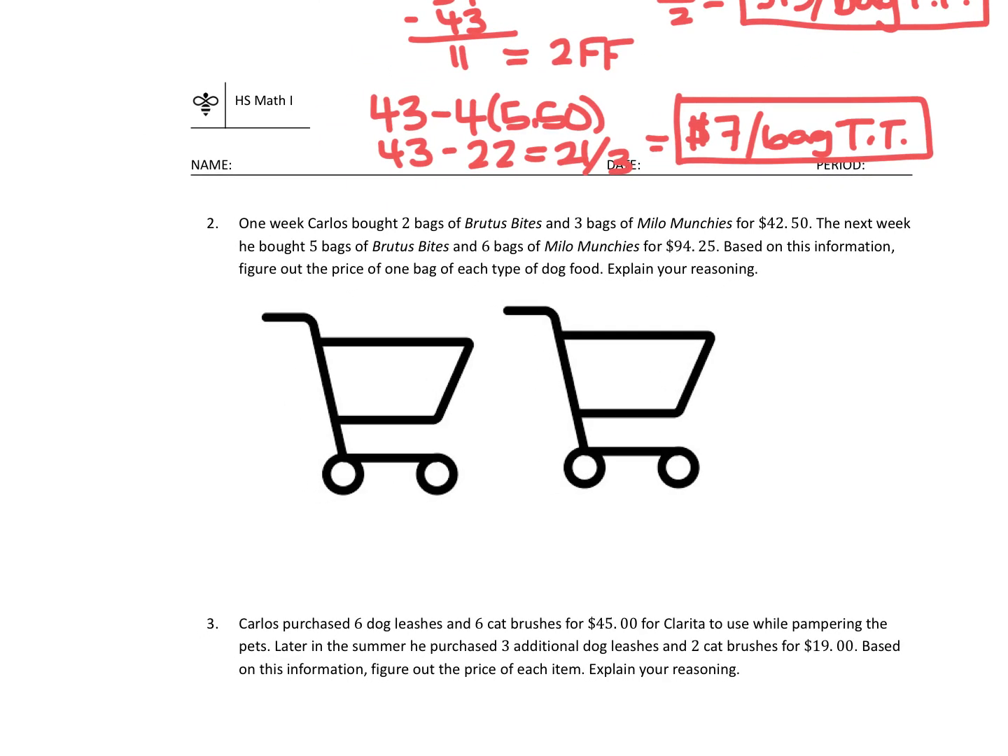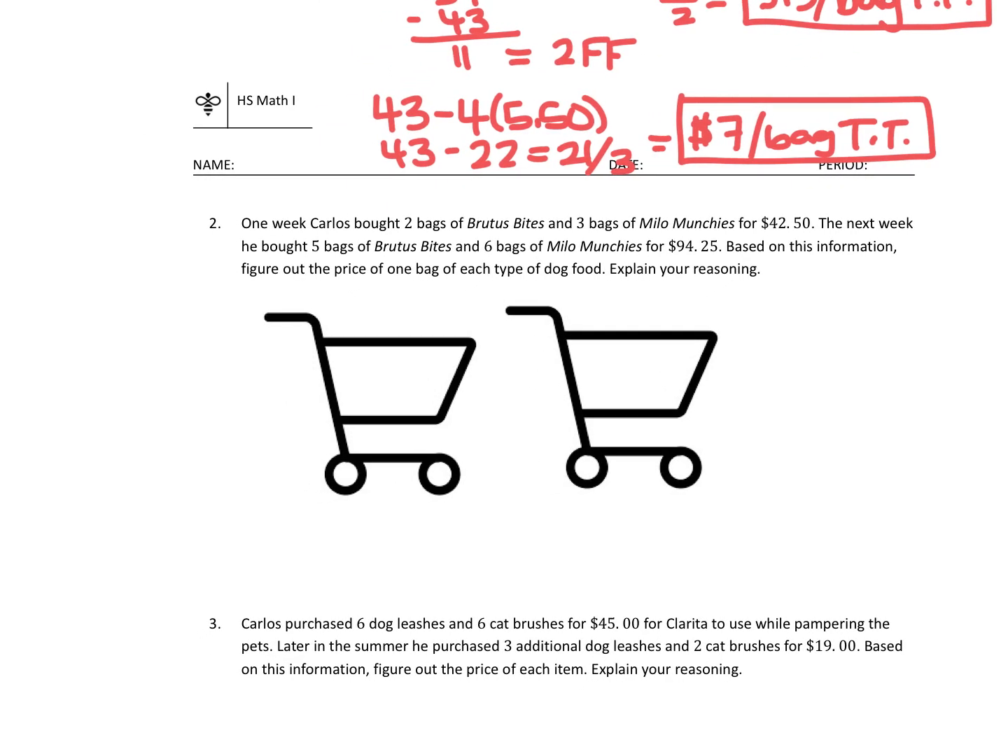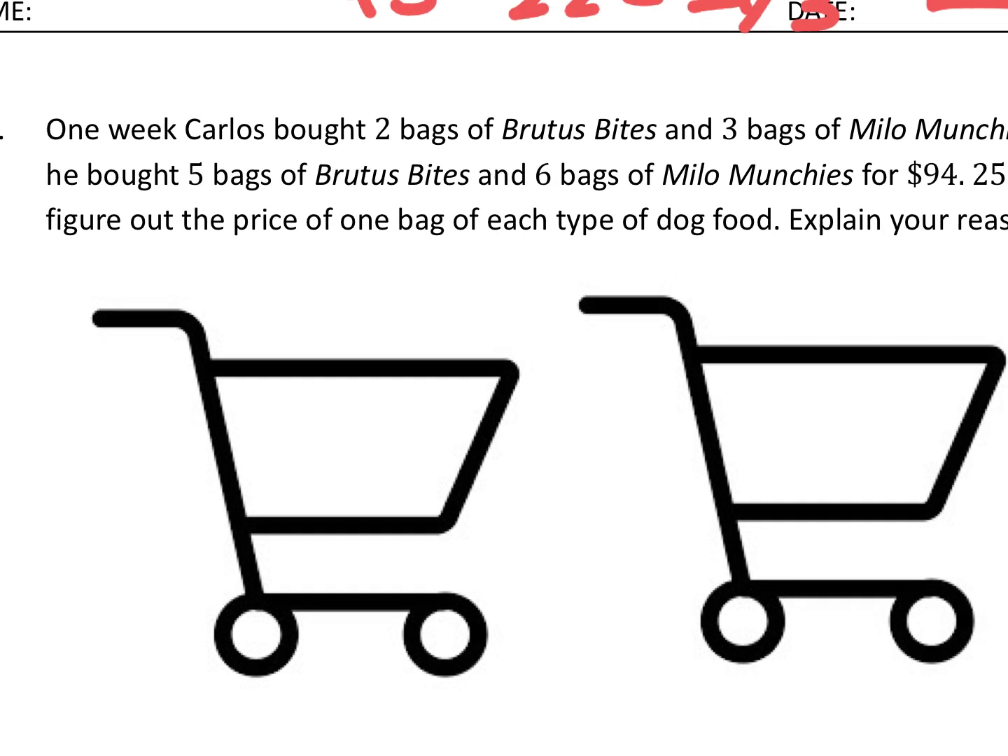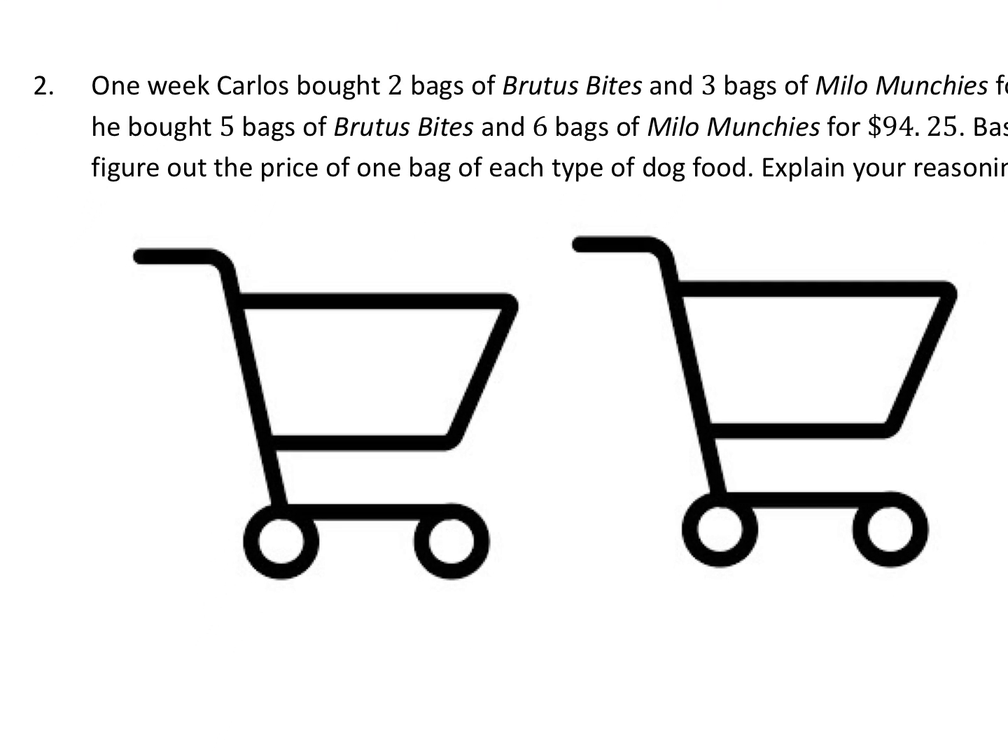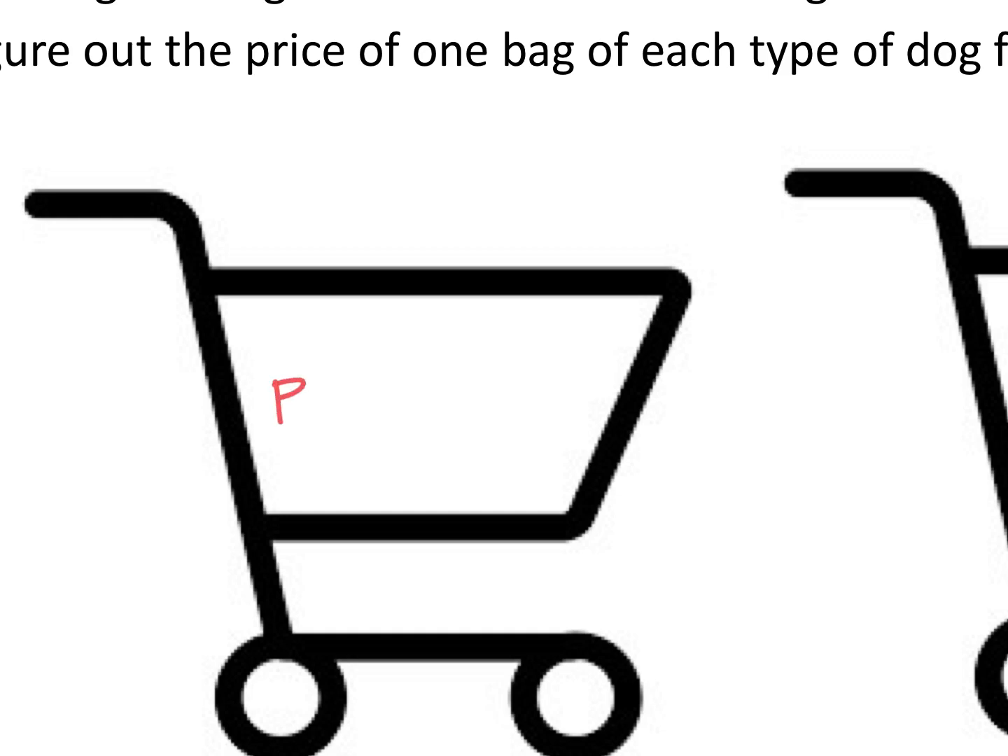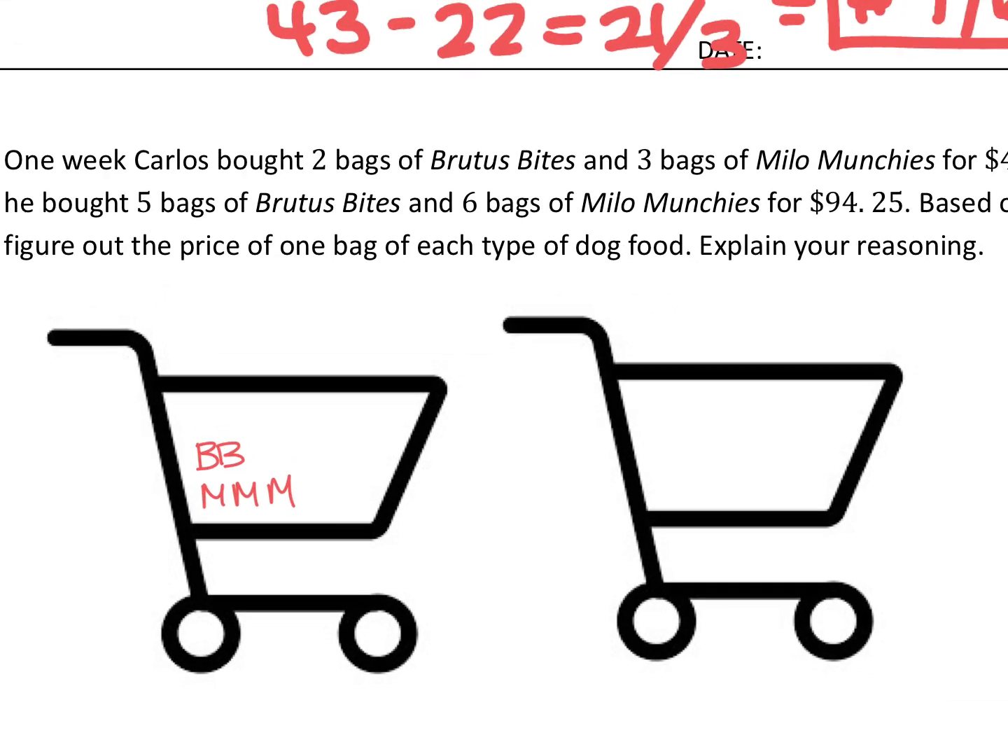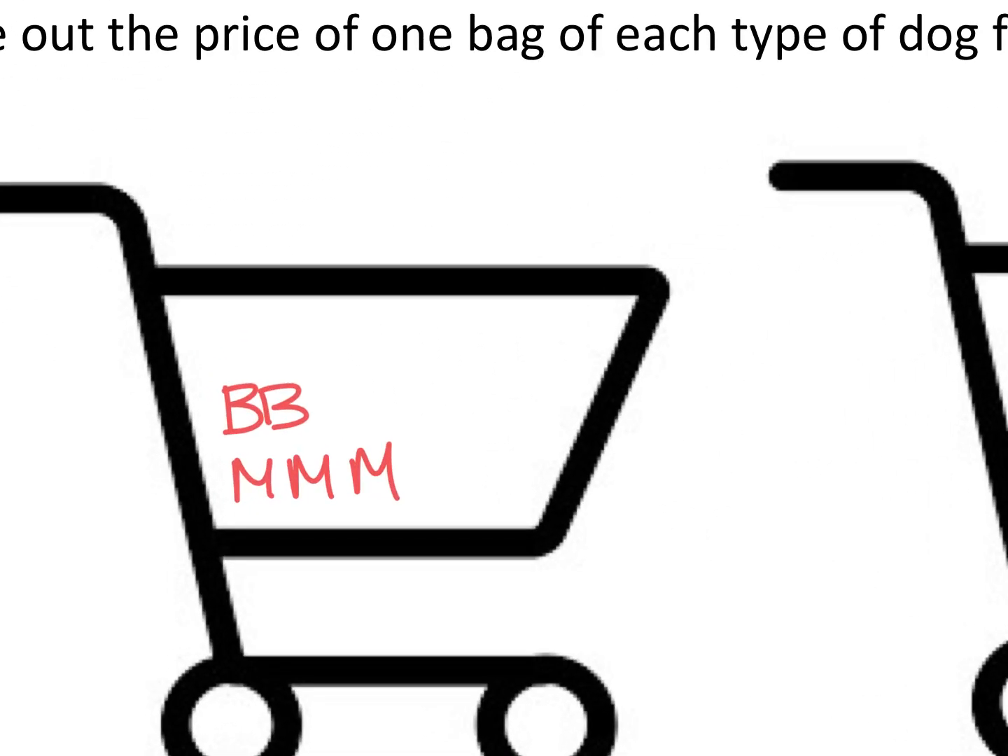One week Carlos bought 2 bags of Brutus Bites and 3 bags of Milo Munchies. Okay, so 2 Brutus Bites, 3 Milo Munchies. So I'm going to do 2 Bs and 3 Milo Munchies. And that cost him $42.50.